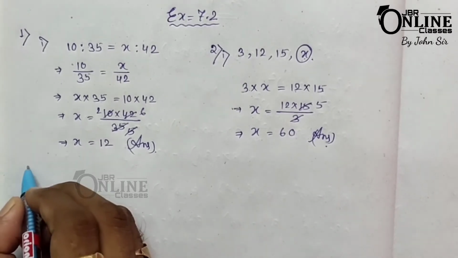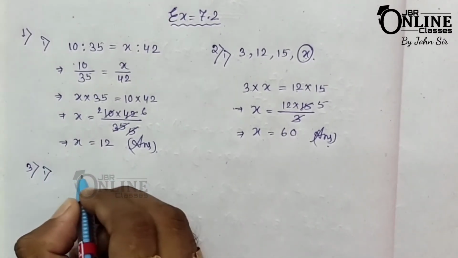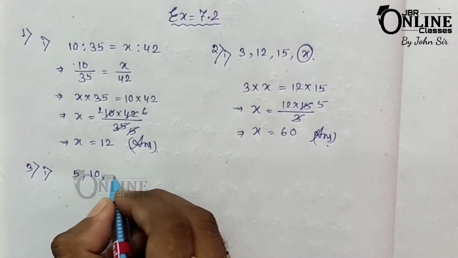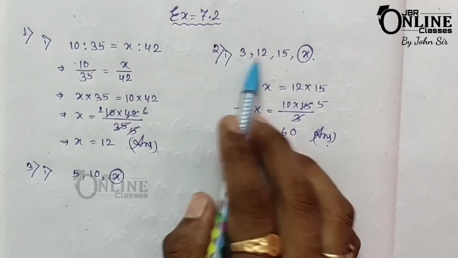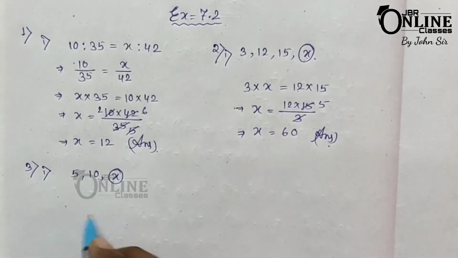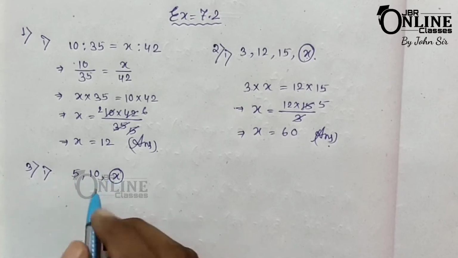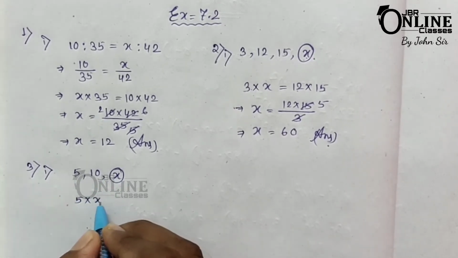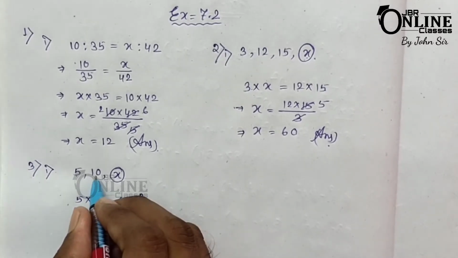Now sum number 3. In sum number 3, find the third proportional. So in sum number 3, here 5 and 10. Suppose let x be the third proportional. Okay, in the previous problem you had to find the fourth proportional. In this problem you have to find the third proportional. Okay, so if three numbers are in proportion, then the multiplication of first and last is always equal to the square of the second number.